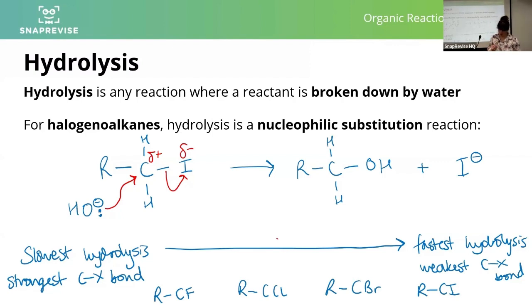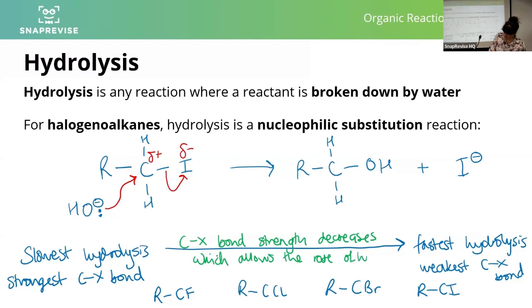Let's do it in a different color. So as you go from the slowest hydrolysis to the fastest hydrolysis, as you go down the group, we get a weaker carbon halogen bond strength, which increases the rate of hydrolysis, or allows the rate of hydrolysis to increase. Try to spell hydrolysis correctly. Hydrolysis to increase.